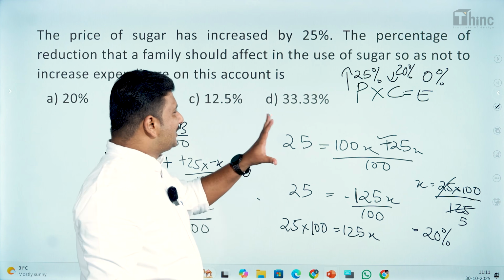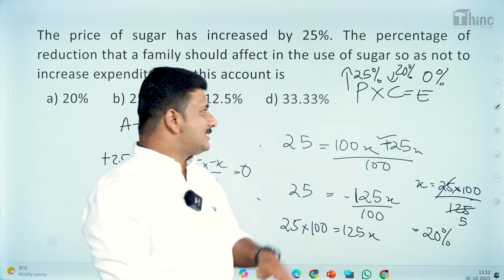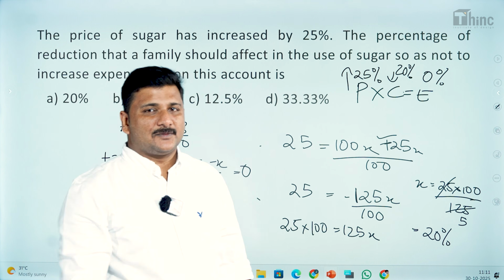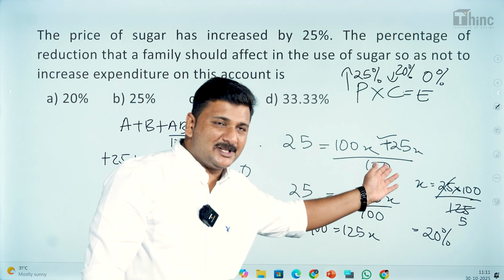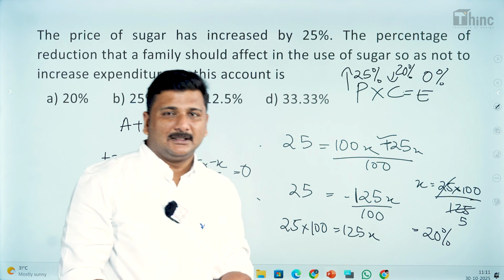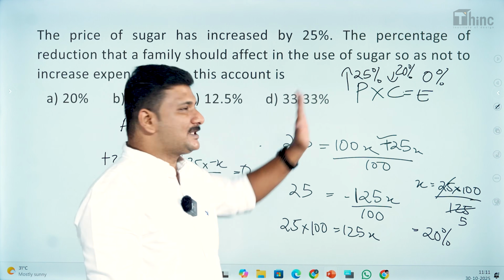So this is actually an application of the same. The same question can come in a different manner, like speed is increased by 25%. So we know that speed into time is distance. So speed is increased by 25%. How much does the time of travel need to be reduced so that there is no percentage change in the distance? The answer is the same, which is 20%.